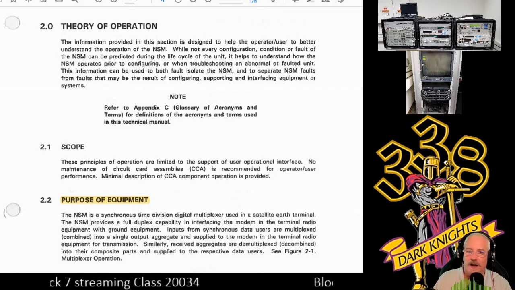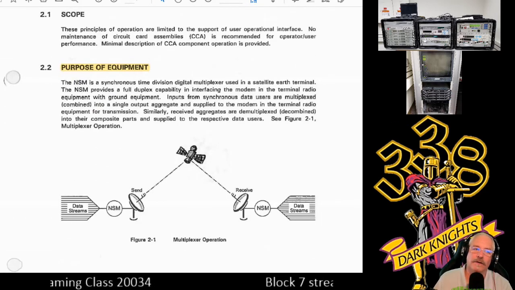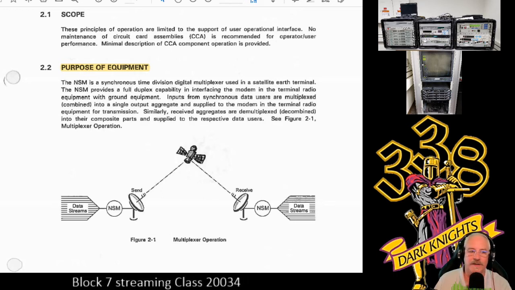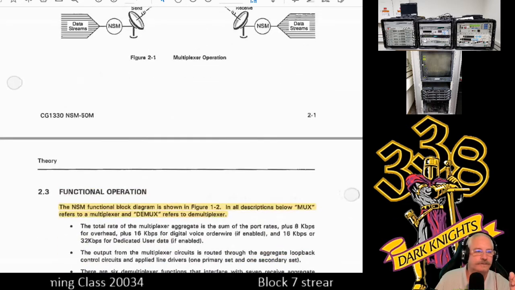And remember that first slide we had the purpose? Right there it is on 2.2. And I love figure 2-1. It gives a simplistic way of showing you how everything works with the NSM. So all the people coming into the NSM, that's your multiplexer, goes to the satellite modem. Modem sends it up, using the SATCOM frequencies, to the bird. The bird repeats it back down to the other end, and then it demodulates it, sends it to the multiplexer. It demultiplexes and sends it out to the users or channels.